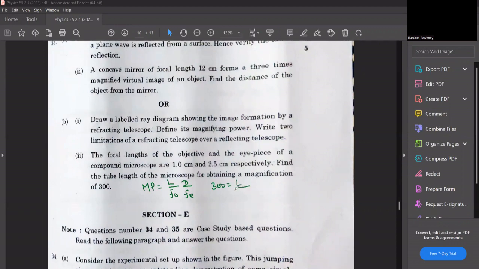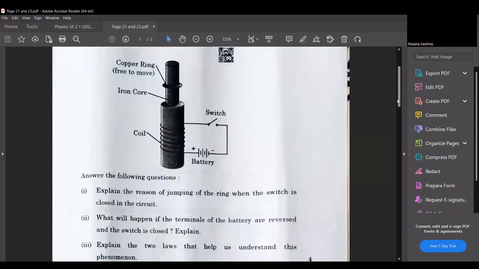Focal length of the objective is 1 centimeter, D is 25 centimeter and fE is 2.5. So we get the length to be 30 centimeter. So the length of the microscope tube is 30 centimeter. So this is question number 34.